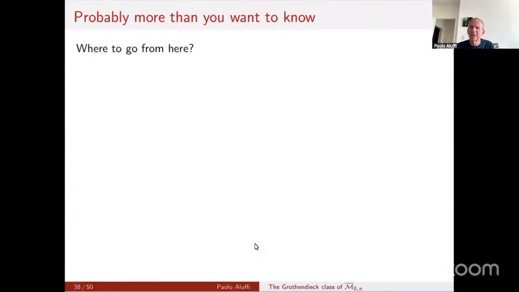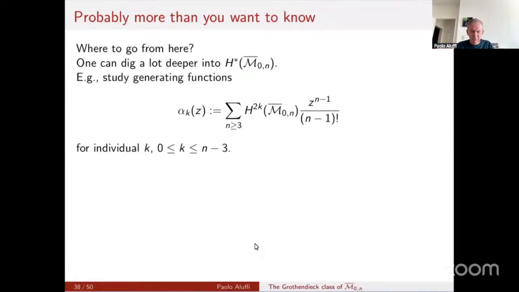Now there is an explicit formula for the Grothendieck class of M0 and bar, that is, for the Betti numbers of M0 and bar, and the way you get it is by solving a differential or a functional equation. How do you do that? Well, every single equation is a little different. Let me tell you more though, because there are things that you can do that let you get into the cohomology of M0 and bar much deeper, and it's somewhat amusing.